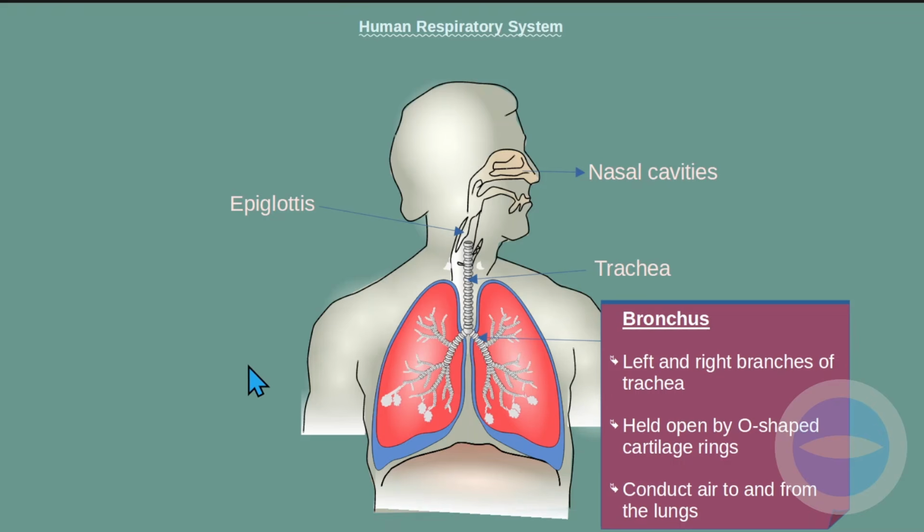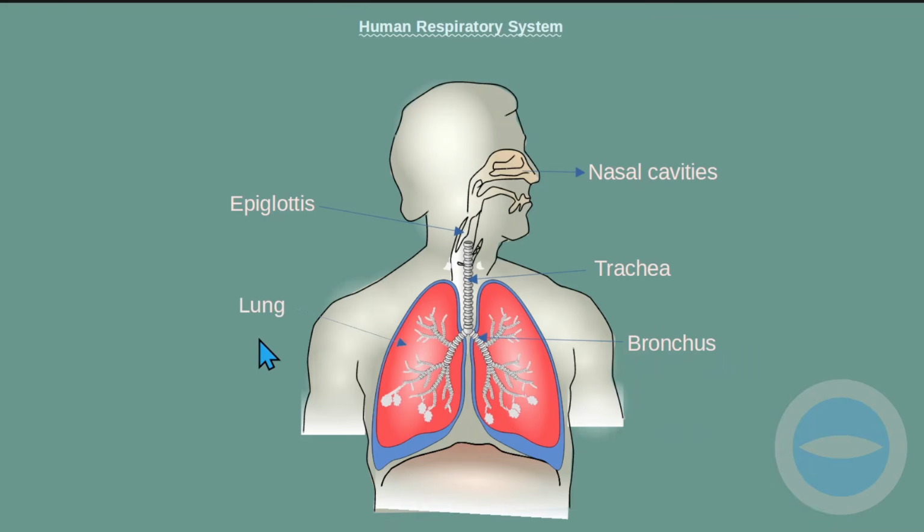And then the next part is the lungs. So the lungs, this big red part here, are called the lungs.